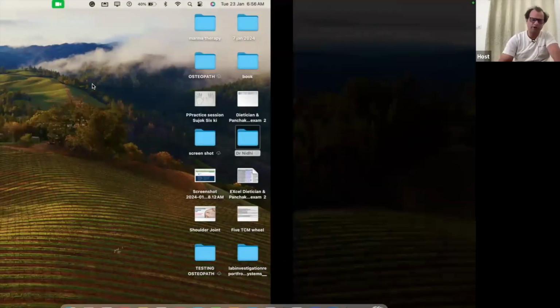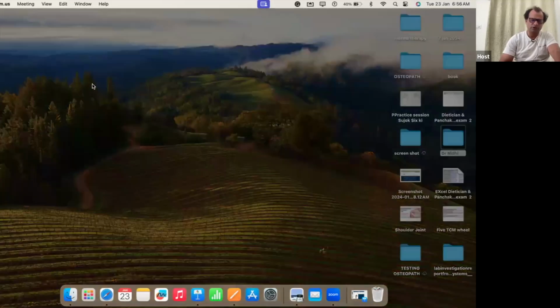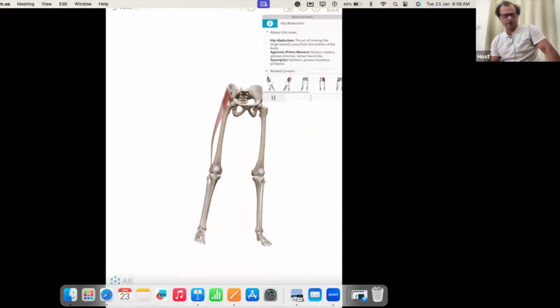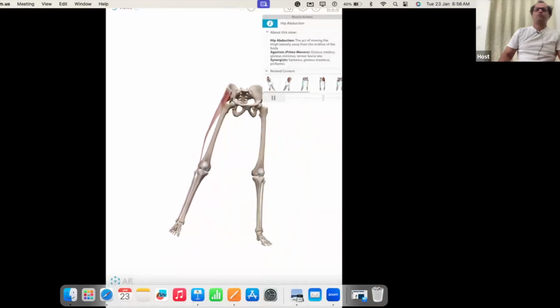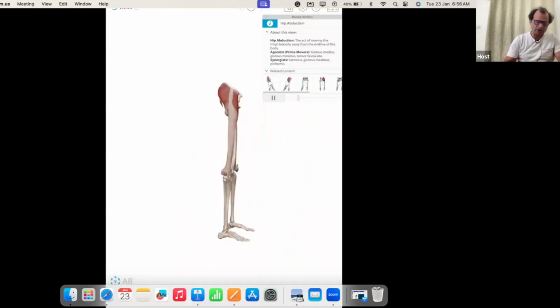Now we'll be looking at abduction. Abduction means taking the hip away. So look at here. When we are taking the leg away, this is called abduction. AB, abduction. Now we can see the involved muscles here.